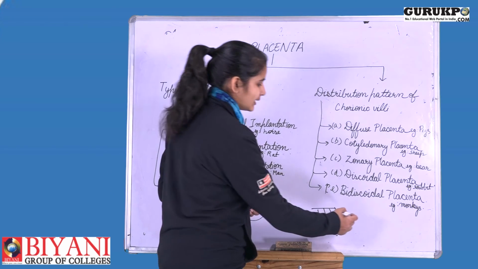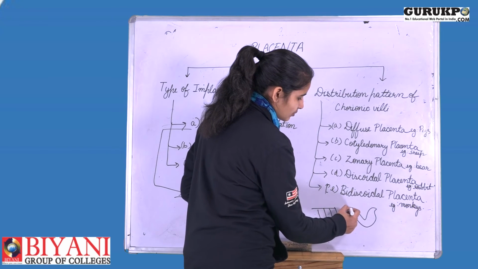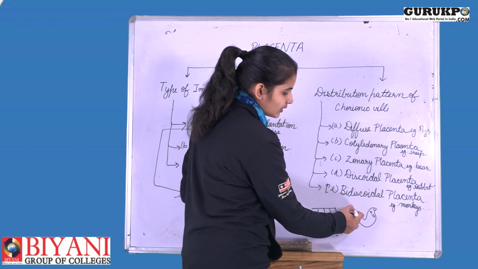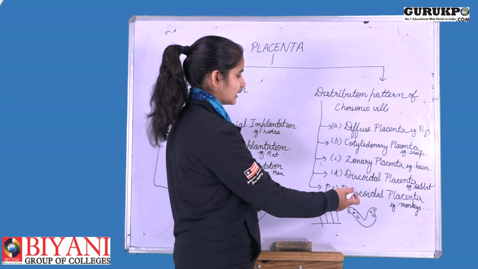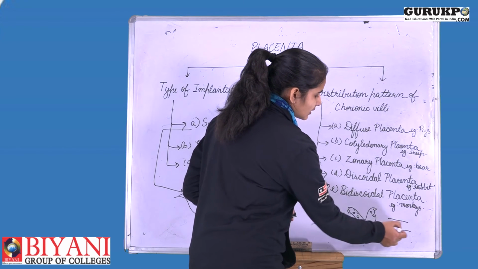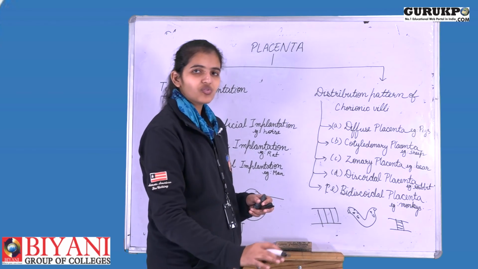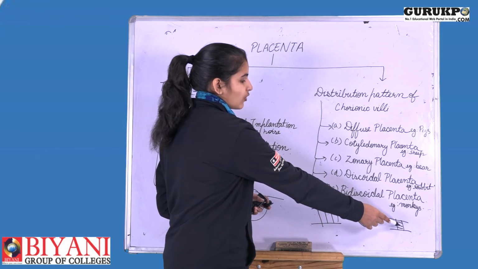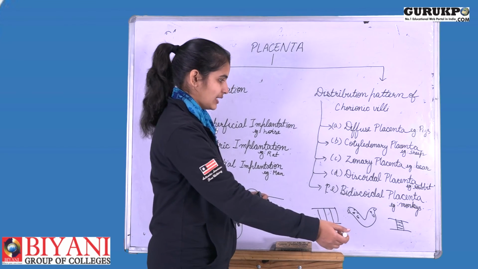Next we have cotyledonary placenta. In cotyledonary placenta, the villi are distributed in the form of cotyledons. Here you will find the chorionic villi. Next we have zonary placenta. In zonary placenta, there is a zone where the villi are found. Anywhere else you won't find them. There will be a specific zone where the placenta will show the formation of villi. The rest of the placenta won't have any villi.